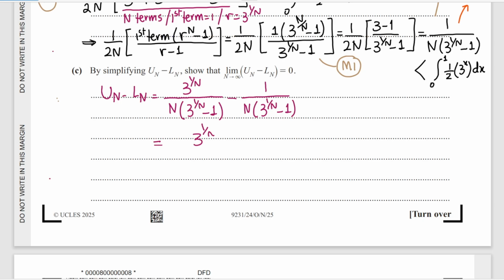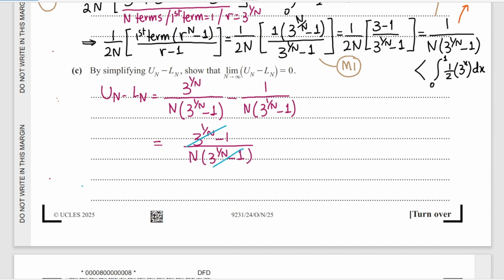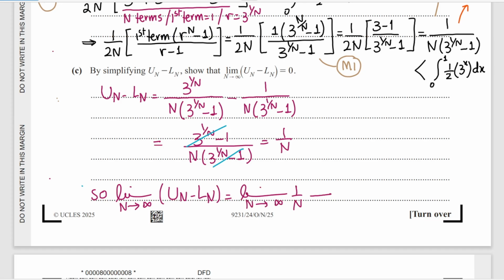Simplifying this expression gives me 3^(1/n) minus 1 at the top and n into (3^(1/n) minus 1) at the bottom. Cancel like terms, and then I get 1 over n. So the limit as n goes to infinity for upper bound minus lower bound is equal to the limit as n goes to infinity of 1 over n, and this goes to 0. Proved. There's an accuracy mark showing the answer, and then there's a method mark for simplifying the expressions.